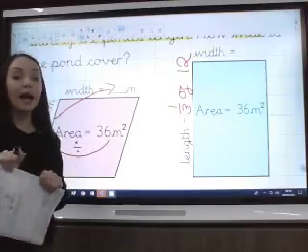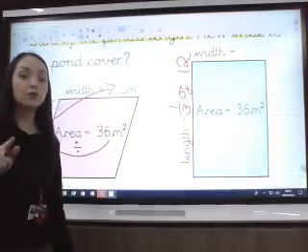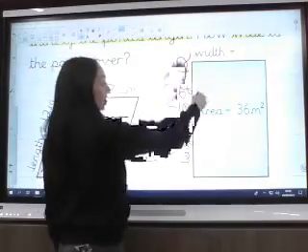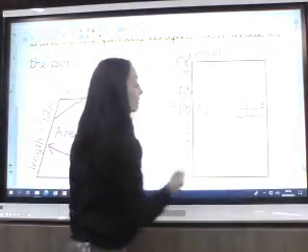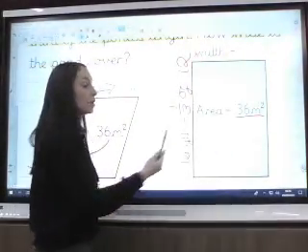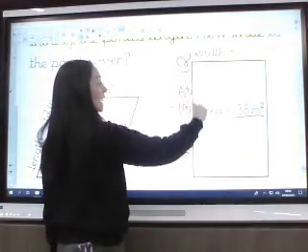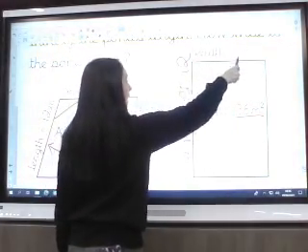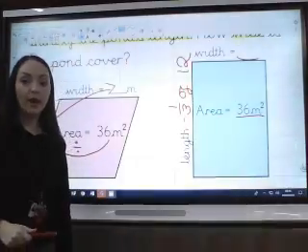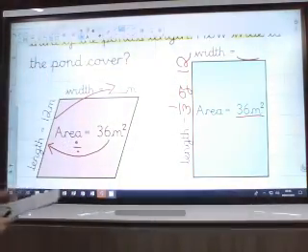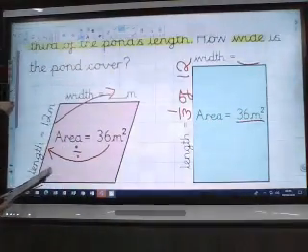Then it asks us how wide is the pond cover. So once you've got that answer, you know the area is 36 metres squared, so you need to do 36 divided by your answer for this one, and that will give you your width. So you have a go at that one.